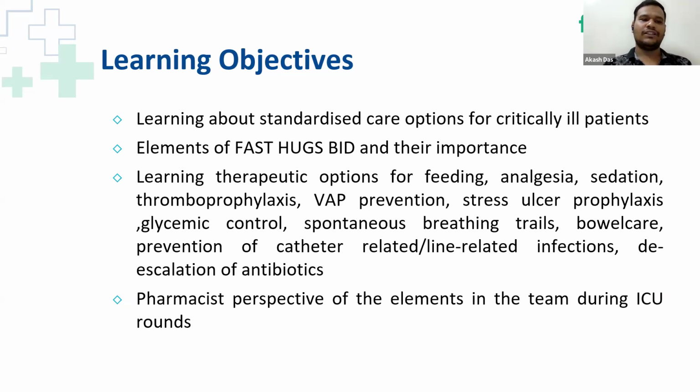So what are we going to learn in this presentation? The standardized care options for critically ill patients, the elements of FAST HUGS BID and their importance, and therapeutic options for feeding, analgesia, sedation, thromboprophylaxis, VAP prevention, stress ulcer prophylaxis, glycemic control, spontaneous breathing trials, bowel care, prevention of catheter-related infections, de-escalation of antibiotics, and the pharmacist perspective of these elements in the team during the ICU rounds as a multidisciplinary team. These are the things that we are going to learn in this topic today.